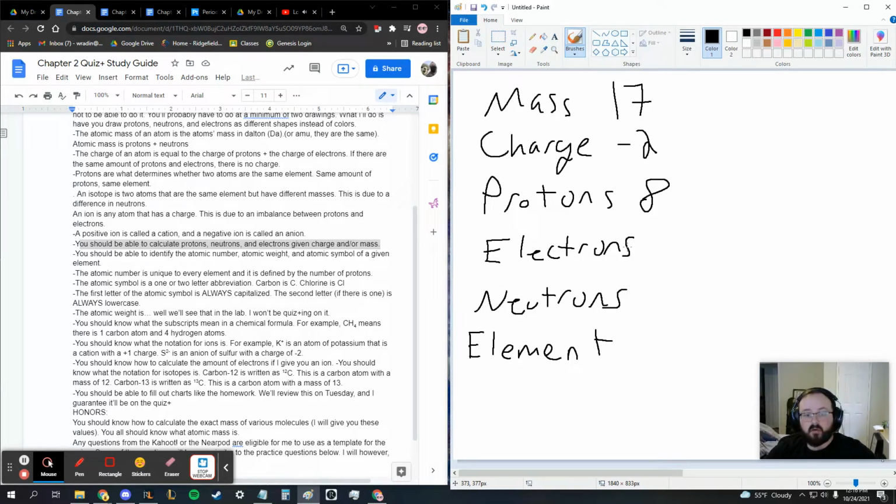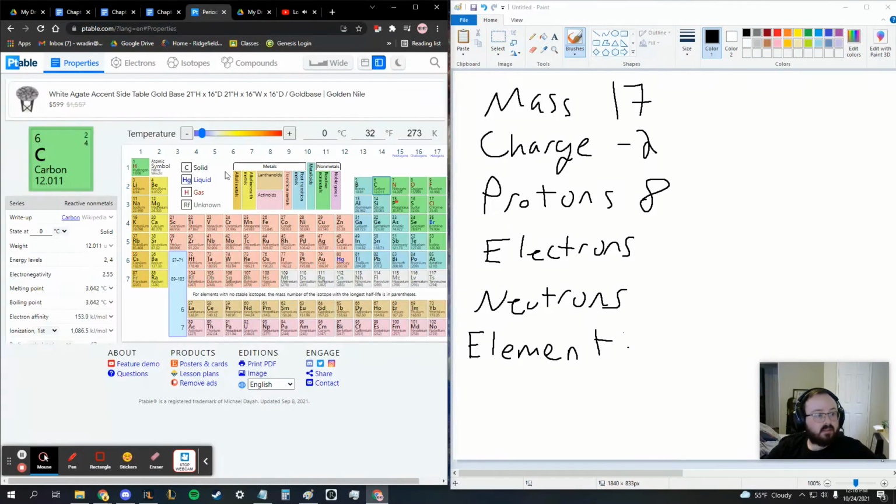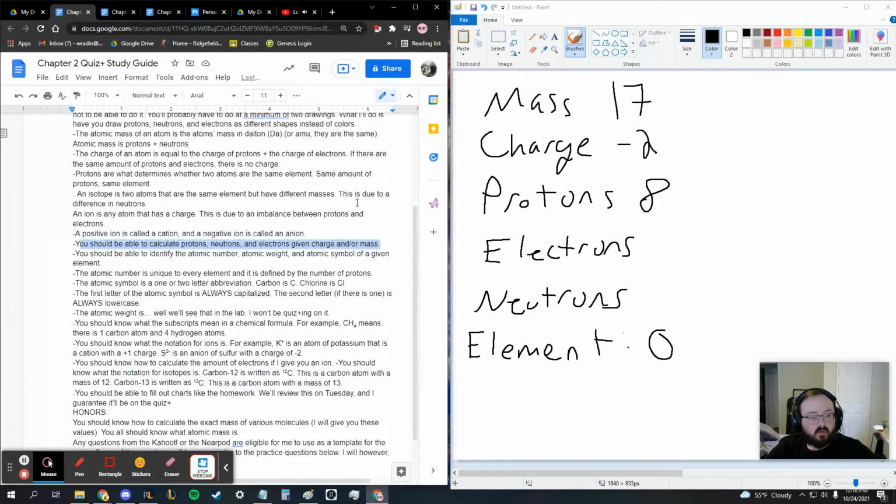So, how would you go about solving this? Well, first, let's see. Element. 8 protons means that the atomic number is 8. So, our atomic number is 8. We know that this is going to be oxygen, first and foremost. Now, our mass is 17. Our protons is equal to 8. So 17 equals 8 plus our neutrons. So the mass is the protons plus the neutrons. So 17 minus 8 equals our neutrons, which equals 9. So we have a neutron count of 9.